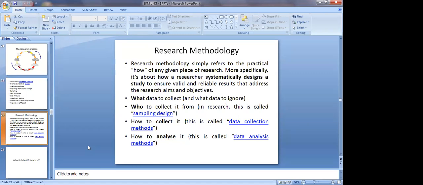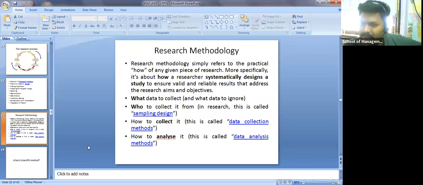Yes, sir. So, what data to collect and what data to ignore. And the second one, who to collect it from. This is called sampling design, as I already said to you. To whom you are going to collect the data is also a most important one. As I said, based on this example, my study is on Apple mobile phones and those who are buying through online only, and that too youngsters. Now my definition here, youngsters means those who are above 18 to 25 years.